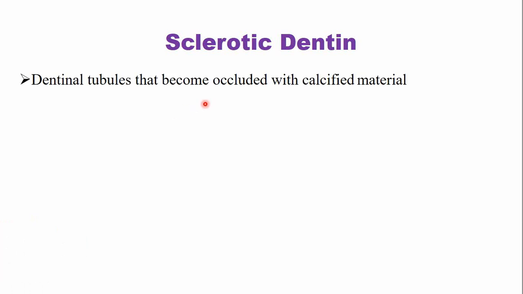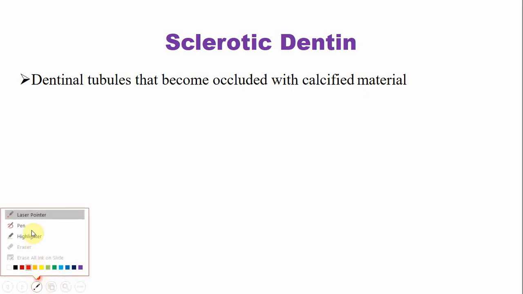Another term is known as the sclerotic dentin. So the dentinal tubules sometimes become occluded with calcified material. So those dentinal tubules are filled with a calcified material, and that dentin is known as the sclerotic dentin.